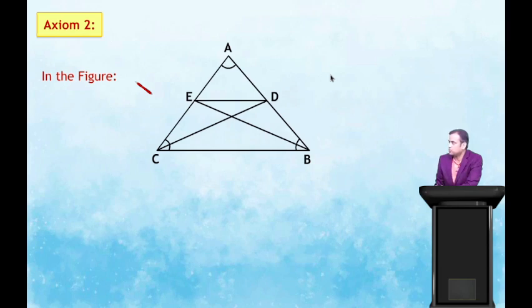Now what is axiom 2? Look at this figure. Here we have triangles ABC and AED. Here two sides are equal: AE and AD, both sides are equal.